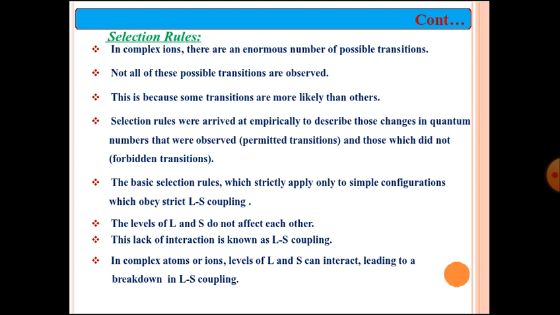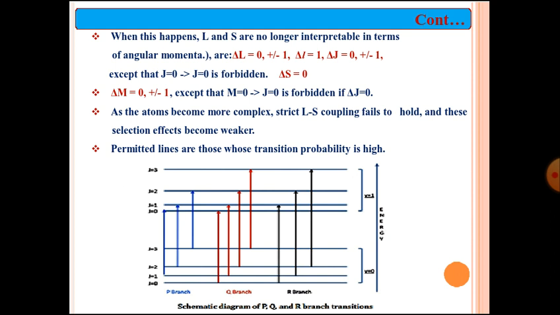The basic selection rules strictly apply only to simple configurations which obey strict LS coupling. The levels of L and S do not affect each other; this lack of interaction is known as LS coupling. In complex atoms or ions, L and S can interact, leading to a breakdown in LS coupling. When this happens, L and S are no longer interpretable in terms of angular momenta. The rules are delta J equal to 0, plus or minus 1, delta L equal to plus or minus 1, except that J equal to 0 to J equal to 0 is forbidden.